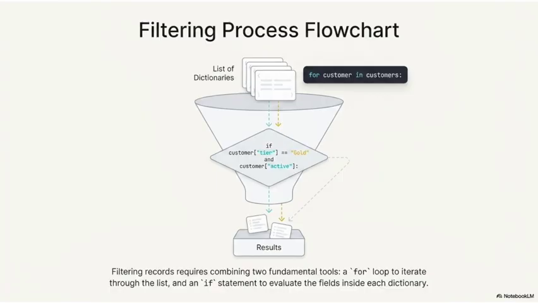This combination, for customer in customers, if customer field condition, is a template for every filtering operation you'll write. Change the field name and the condition to filter by any criterion: spend threshold, tier level, active status, or region.